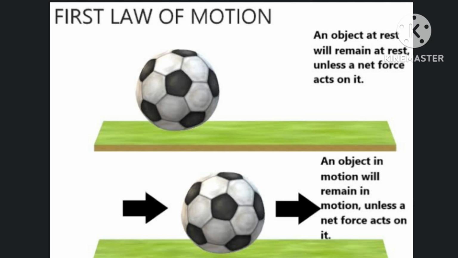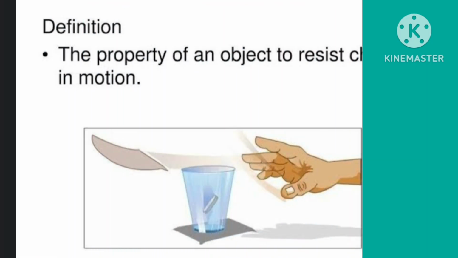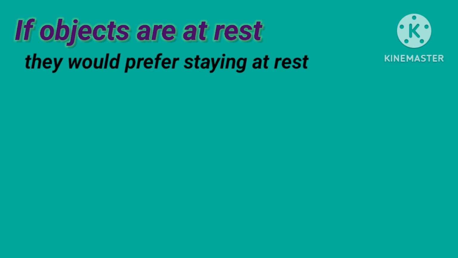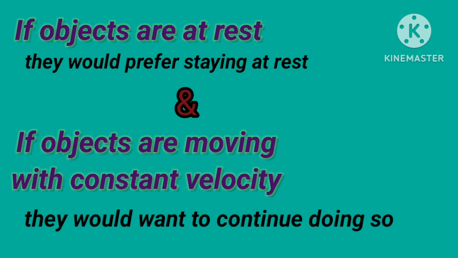This is Newton's first law of motion. In simple words, this means that objects tend to keep on doing what they are doing. Inertia is the natural tendency of every object to resist change in its state of motion. If they are at rest, they would prefer staying at rest. And if they are moving at constant velocity, they would want to continue doing so.